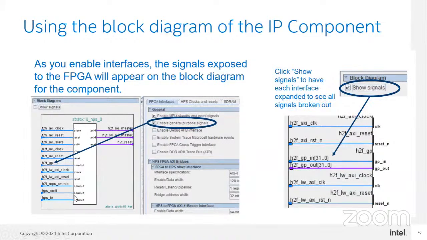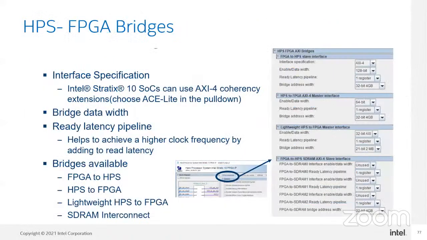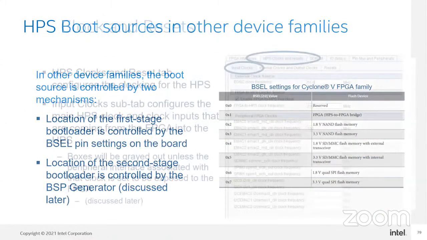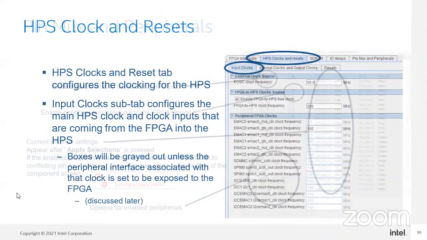When you open the hard processor system, you can see the signals on the left-hand side, the signals on the FPGA to processor side as well as the processor to FPGA side, both will be there. And you can enable the general purpose signals if you want, all the GP signals. Okay, so this is done. And the clock and the interfaces are shown. Okay, this is shown to you.